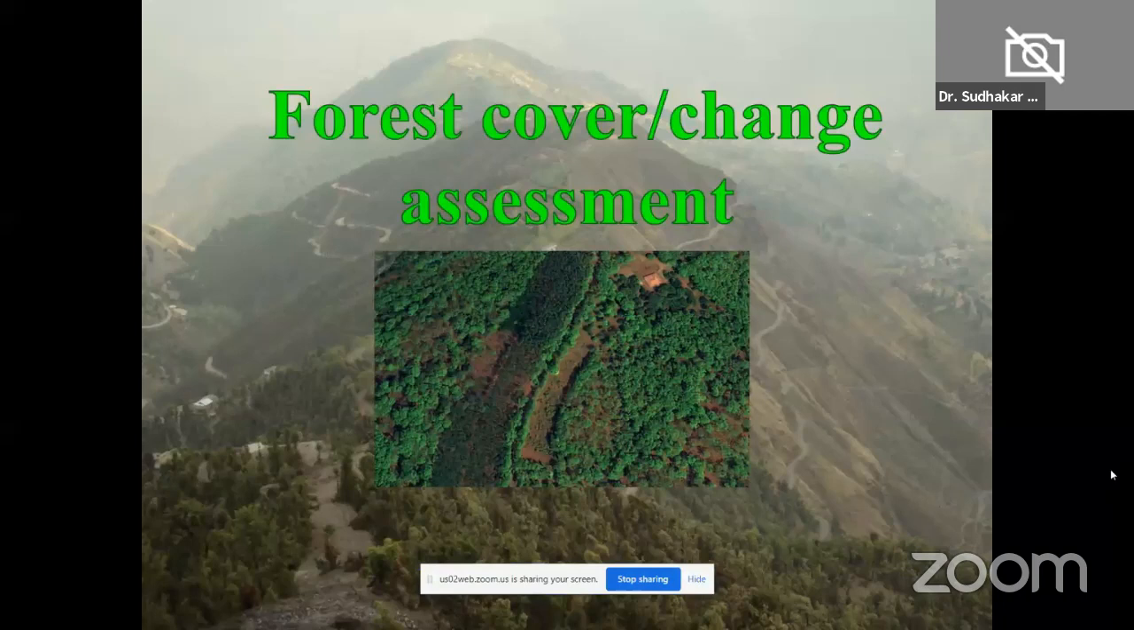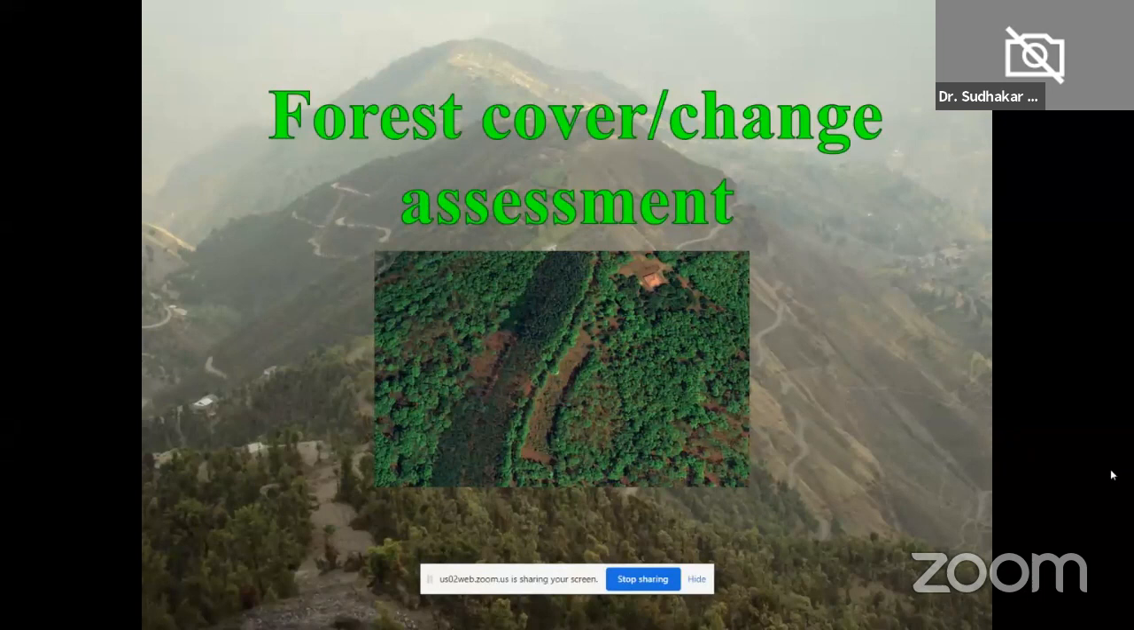Here onwards, I am showing the main applications of remote sensing. Remote sensing became very popular because of forest cover assessment and also change assessment. The change assessment generally includes both afforestation and deforestation. The deforestation rate is very high as compared with the afforestation.